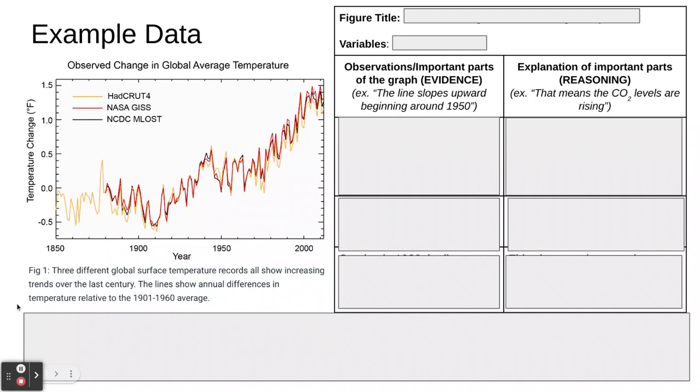In this case, the caption says that figure 1, 3 different global surface temperature records, all showing increasing trends over the last century. The lines show annual differences in temperature relative to the 1901-1960 average. Okay, that's helpful. I understand that these 3 lines are all recordings from the same time that are just taken around the world. So these 3 lines are just different groups that have been taking measurements on temperature. This also helps me understand, okay, this is about temperature and annual differences in temperature relative to the 1901-1960 average.